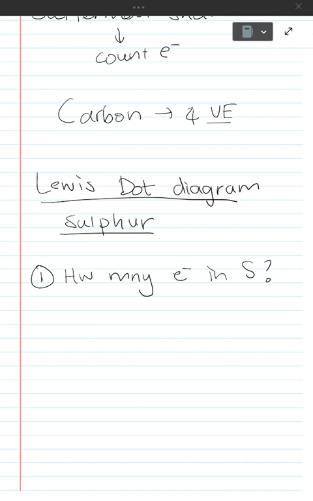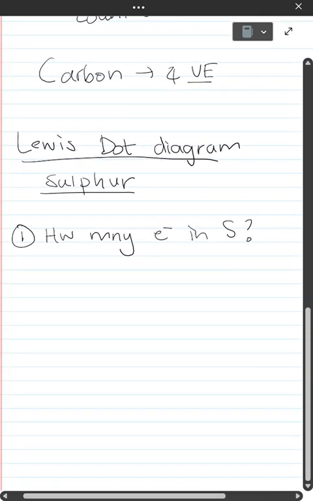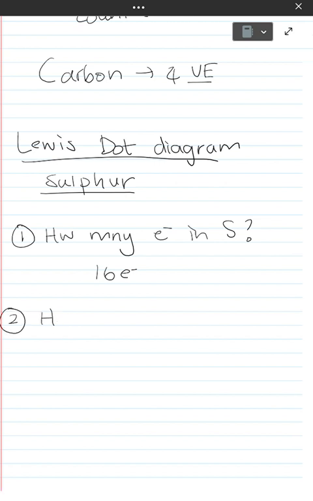So if we open up our periodic table, okay, I've got it here. Just going to zoom out. So if we look for sulfur, you obviously have to know your symbol for sulfur. We know it's a capital S, and we can see above sulfur we've got 16. So that means that sulfur has 16 electrons.